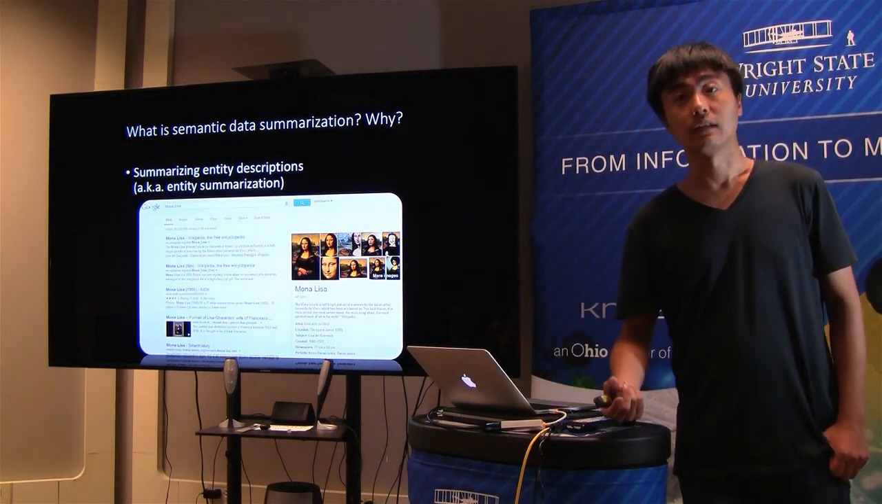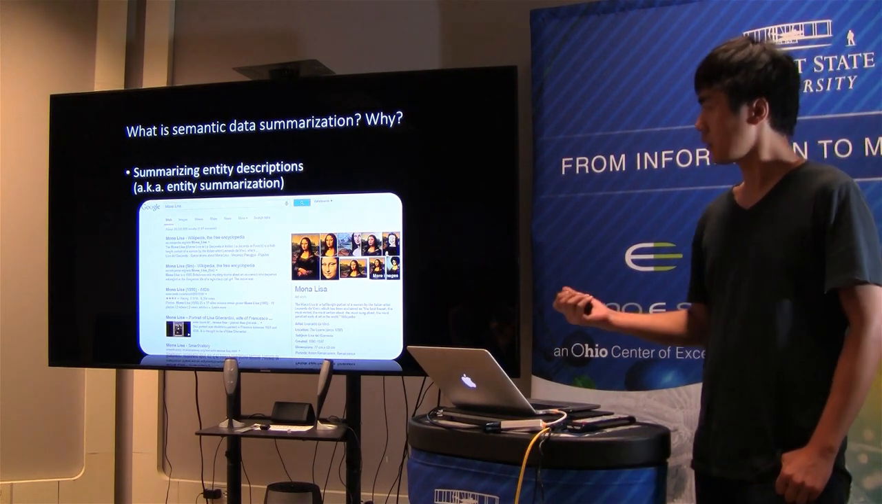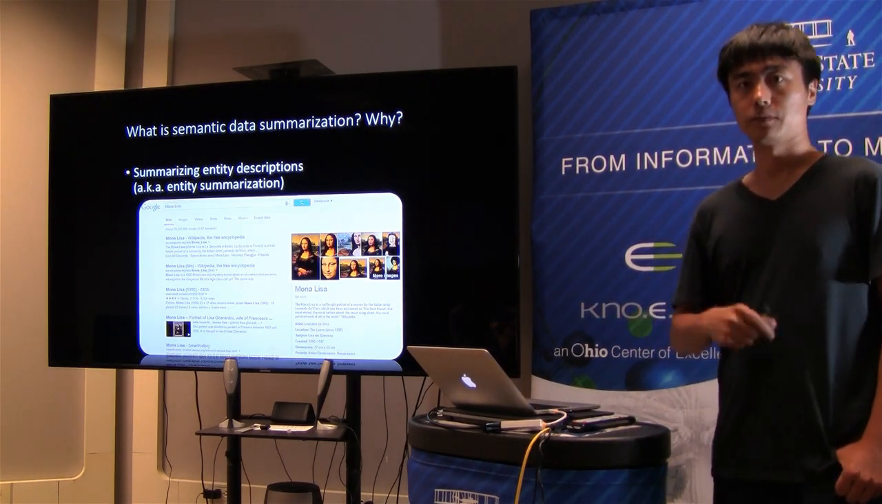So we have a lot of data. That's why we need data summarization. I will show you three application scenarios of this technique.